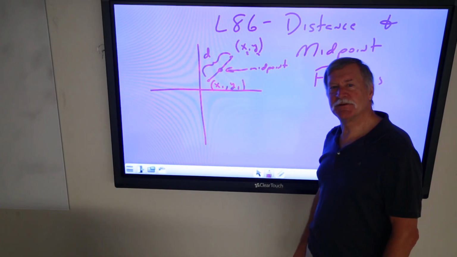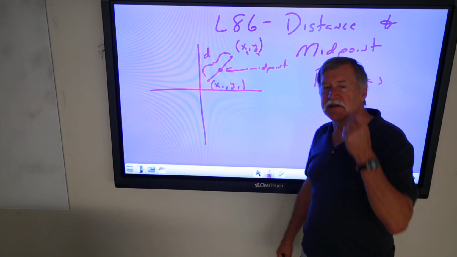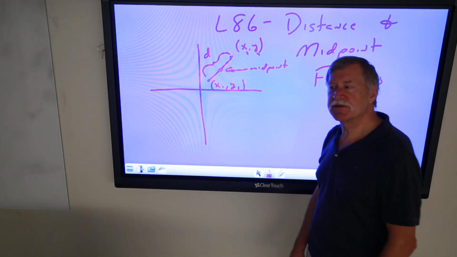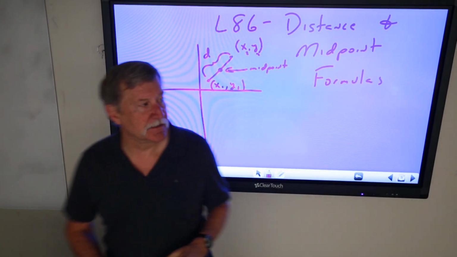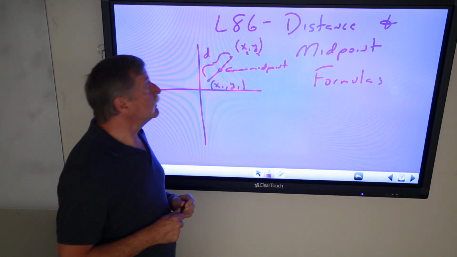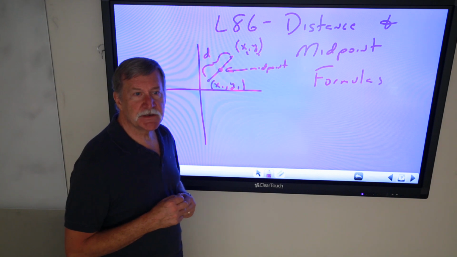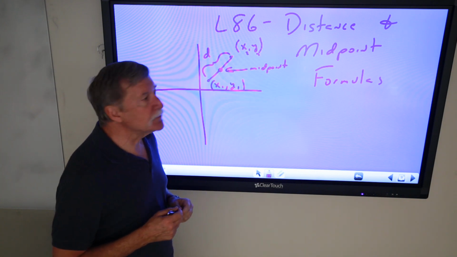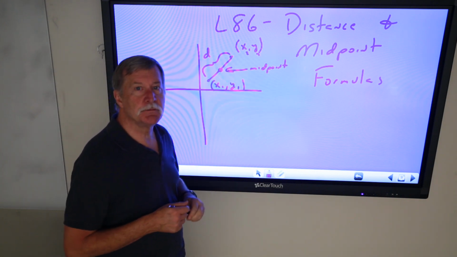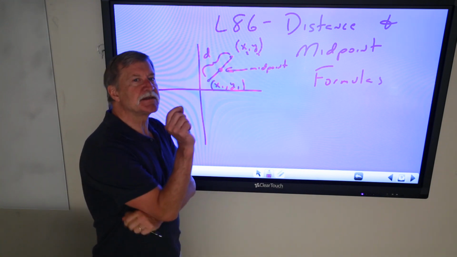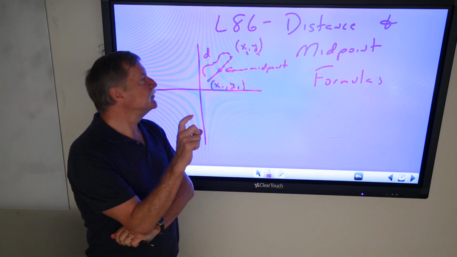Welcome back to our next lesson involving dealing with quadratics, things with squares in them, all right? And these are two coordinate system geometry type problems that deal with finding the distance between 2 points and finding the exact midpoint between 2 points.